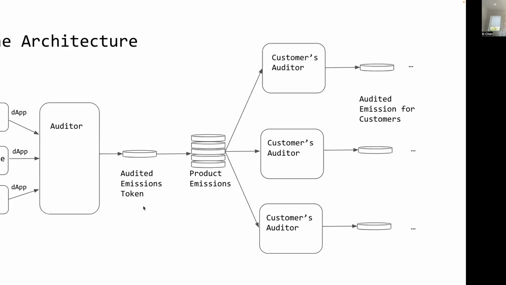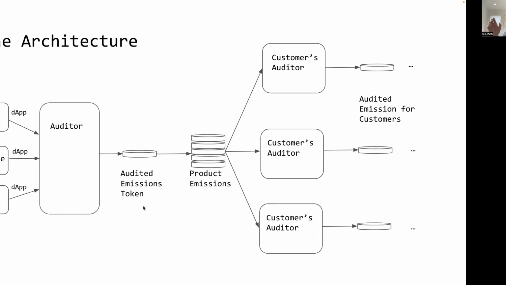So the solution looks kind of like this at a high level. You get data coming in from web, from mobile, from ERP software, and they get routed to one or more auditors on the network. The auditors will review that data and issue emissions audits, which are NFT tokens of audited emissions. Those can then be used to create emission certificates, again, NFTs, of the products that you sell. That can be transferred to your customers.